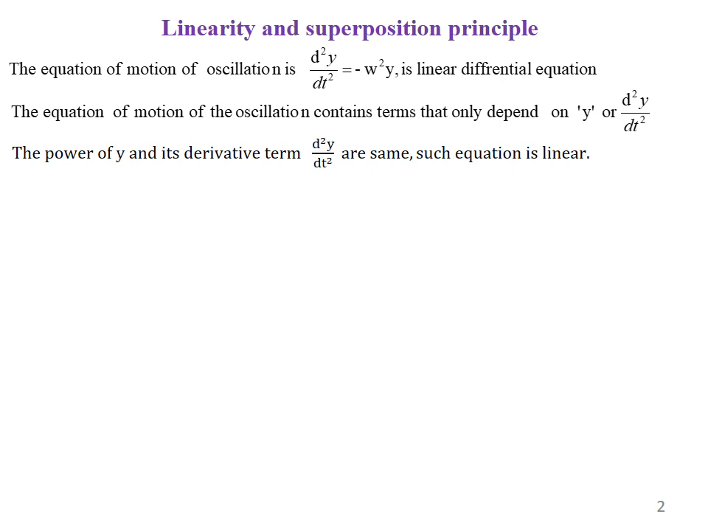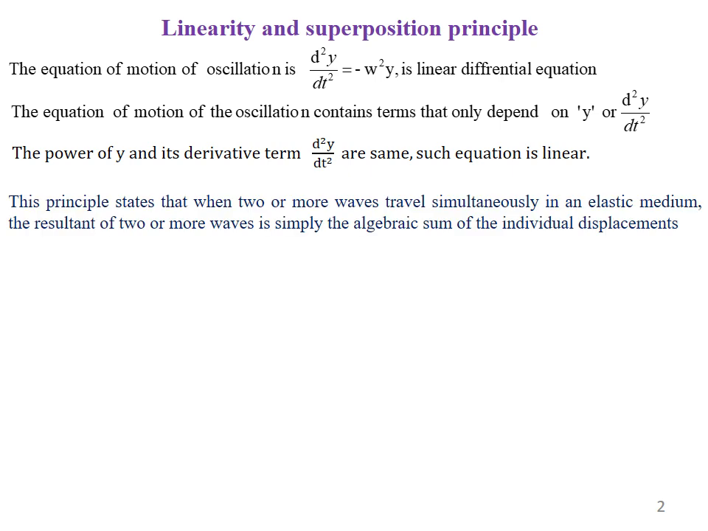In 1801, the scientist Thomas Young stated the principle of superposition. This principle states that when two or more waves travel simultaneously in an elastic medium, then the resultant displacement is the sum of the individual displacements. Let y1 and y2 be the two displacements acting simultaneously on a particle. Then according to the superposition principle, y is equal to y1 plus y2.